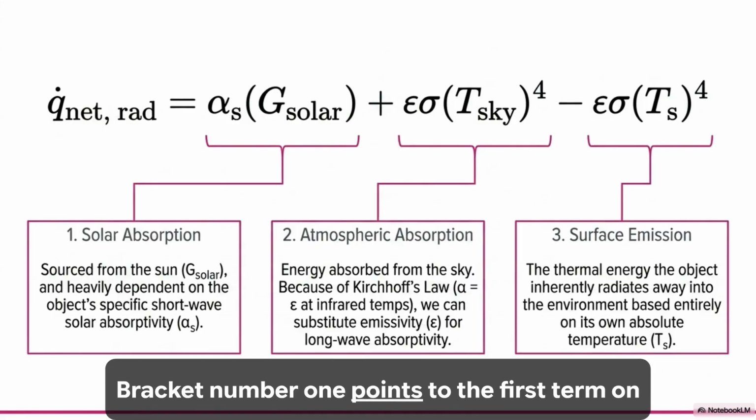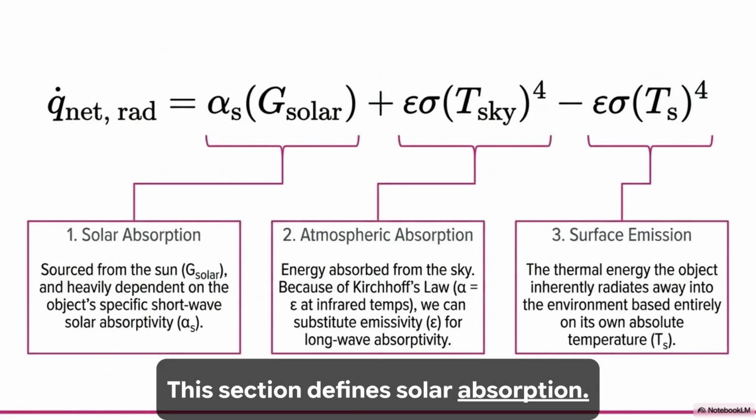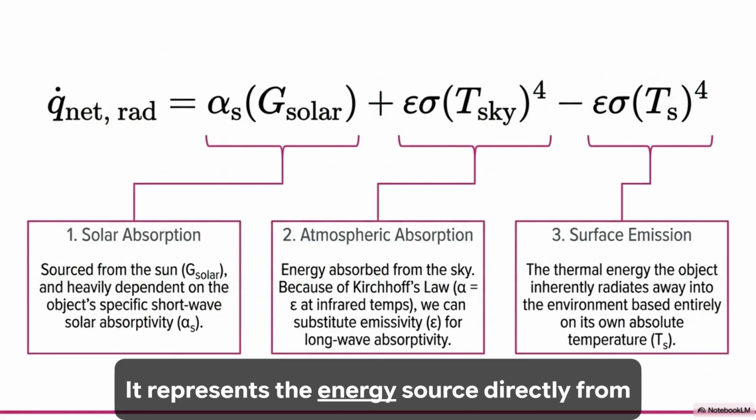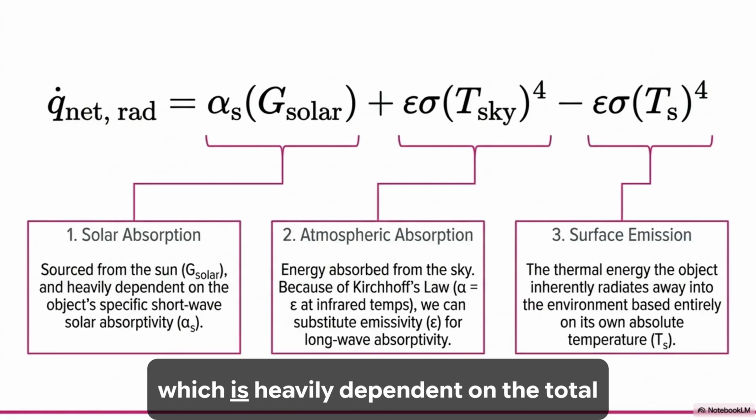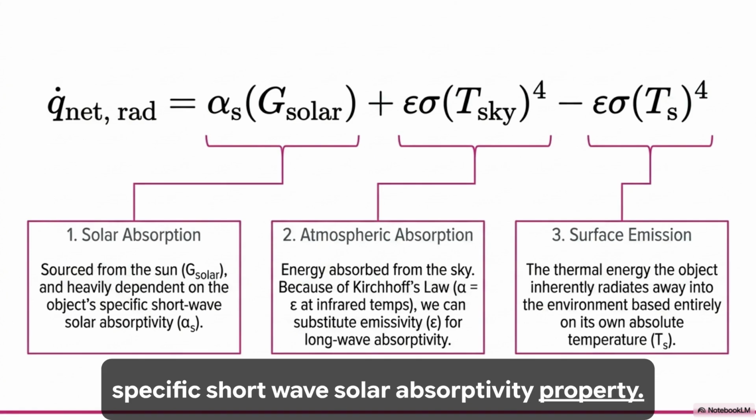Bracket number 1 points to the first term on the left side of the equals sign. This section defines solar absorption. It represents the energy sourced directly from the sun, which is heavily dependent on the total incident solar radiation, multiplied by the object's specific shortwave solar absorptivity property.